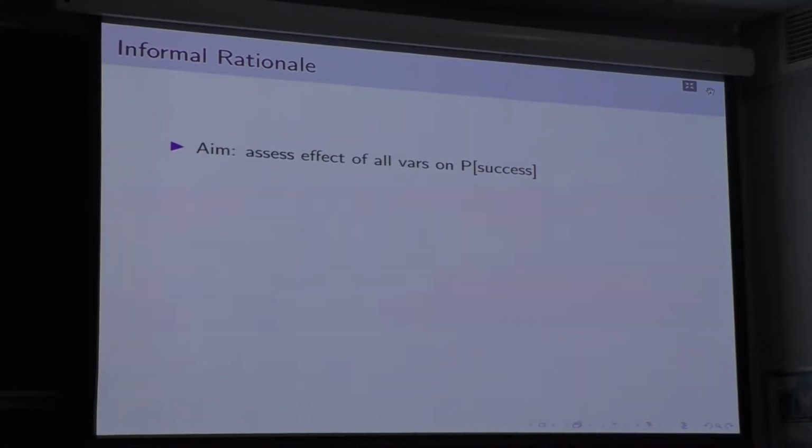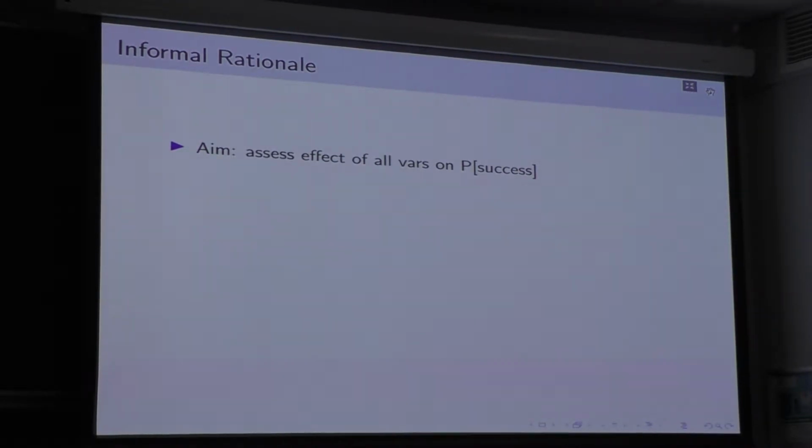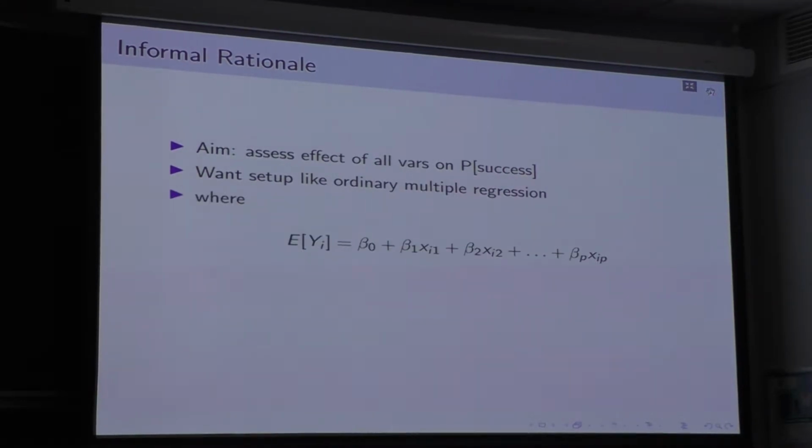So, the basic idea is we want to assess the effect of multiple variables, one of which will be treatment, but not only treatment, on the probability of being a success. We want to set up something basically like ordinary regression, because we know that's what that's for, looking at the effects of multiple variables on some response. We want it to be like that because we know how to do that. This is the setup that we usually have.